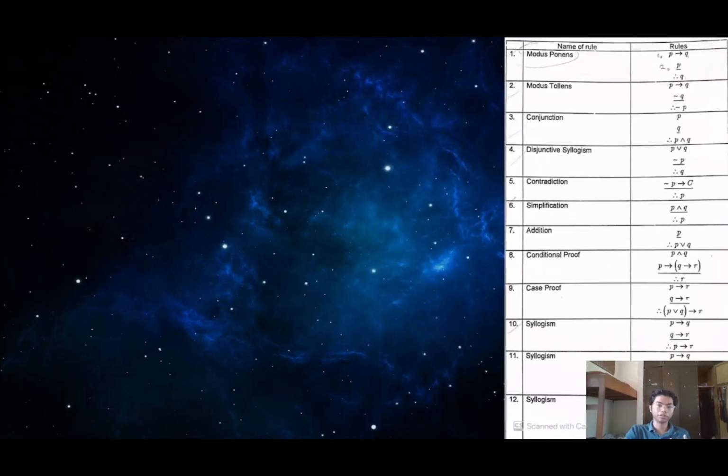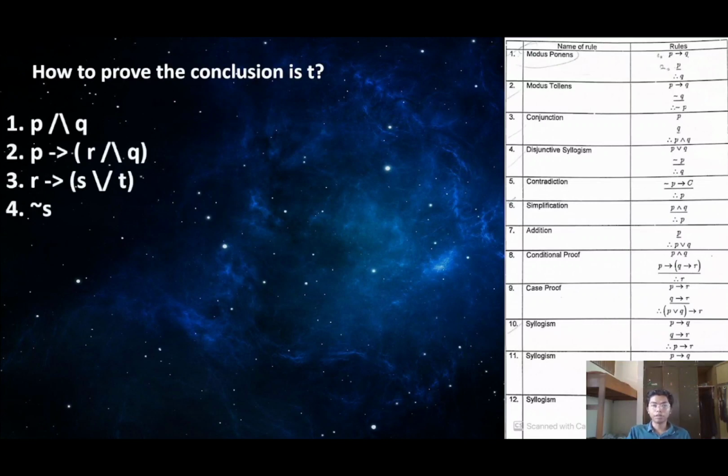First, how do we prove the conclusion is T. First we have P and Q, and then we have if P, then R and Q. We have number 3, if R, then S or T, and finally we have not S. From here, which of these rules do you think we can use so we can form another hypothesis out of all of these other hypotheses? If you answered simplification, that is correct.